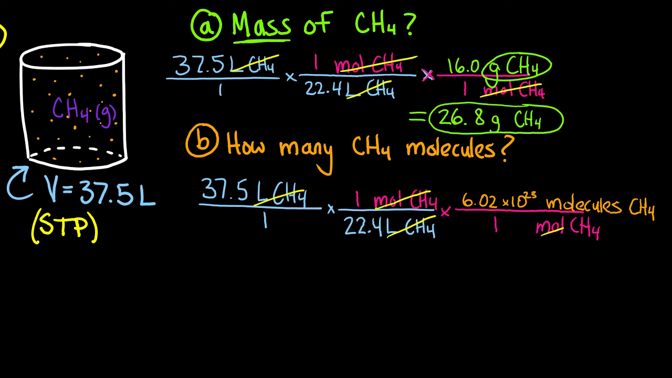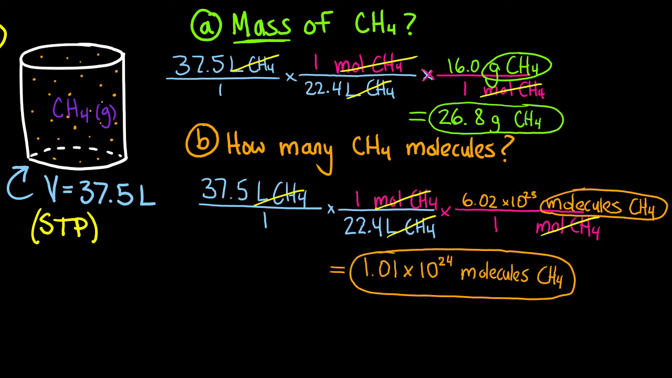Units are going to cancel, top and bottom. The units that will not cancel will be molecules. You can expect that there's going to be a whole lot of molecules of methane inside this thing. And that gives us our answer: 1.01 times 10 to the 24 molecules of methane. On a calculator, and sometimes shorthand via your hand, you might see it as 1.01 E for the times 10 to the part, and then the power right after it.